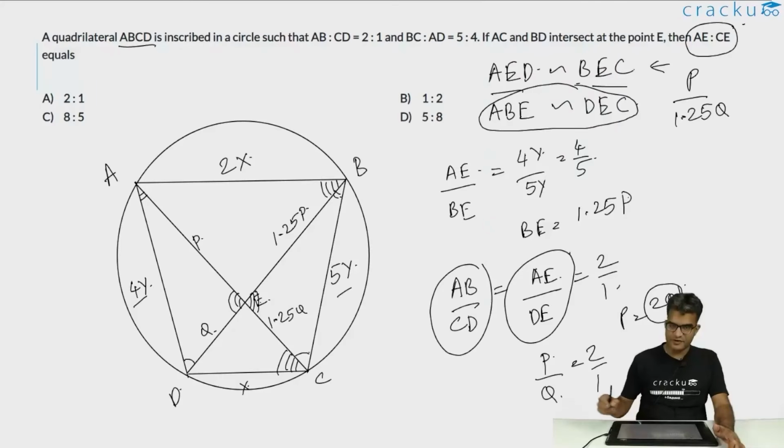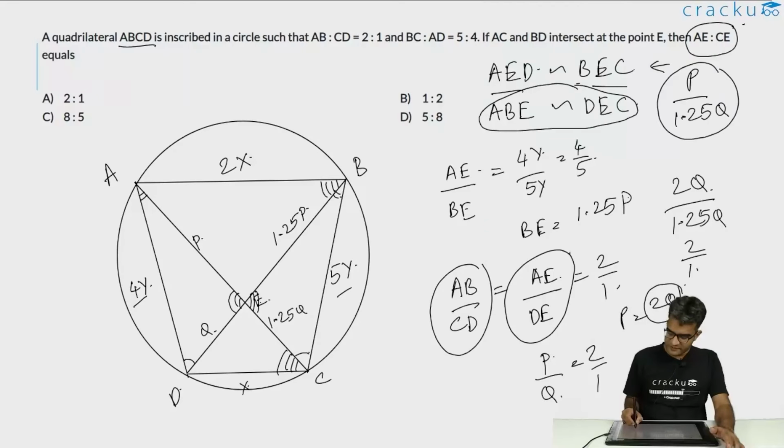Once you know that P is equal to 2Q, you can figure out the ratio of AE is to CE. AE will be P, which is 2Q. CE is 1.25Q. So the required ratio is 2:1.25, which is equal to 8 by 5. So the answer for this question is option C.